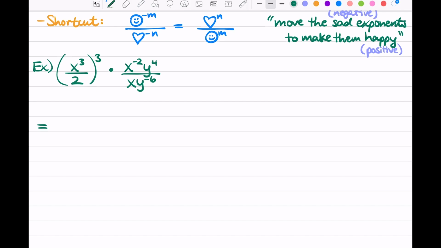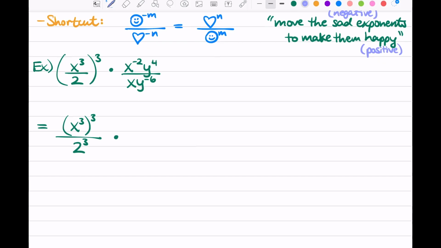In our first piece, we have a fraction raised to a power. We learned how to simplify this in the previous shortcut. We'll take the piece on top and raise that to the third power, and we'll take the piece on bottom and raise that to the third power.